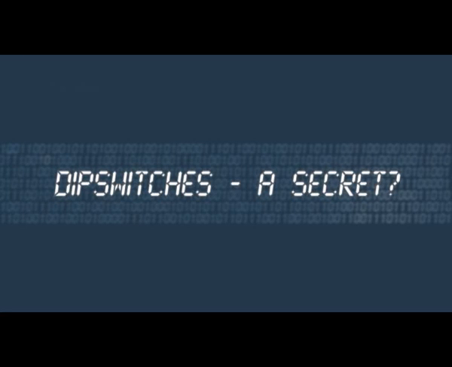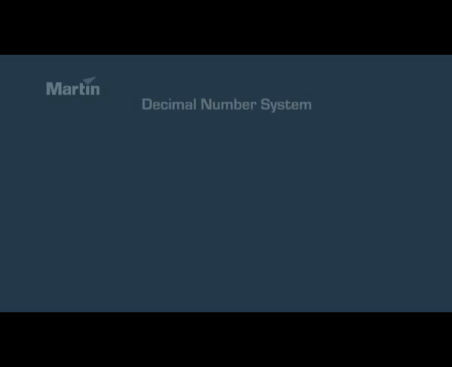Many people find binary very confusing. The purpose of this chapter is to show you that with a little knowledge, a pen and paper, just about anyone can work out a dipswitch setting.